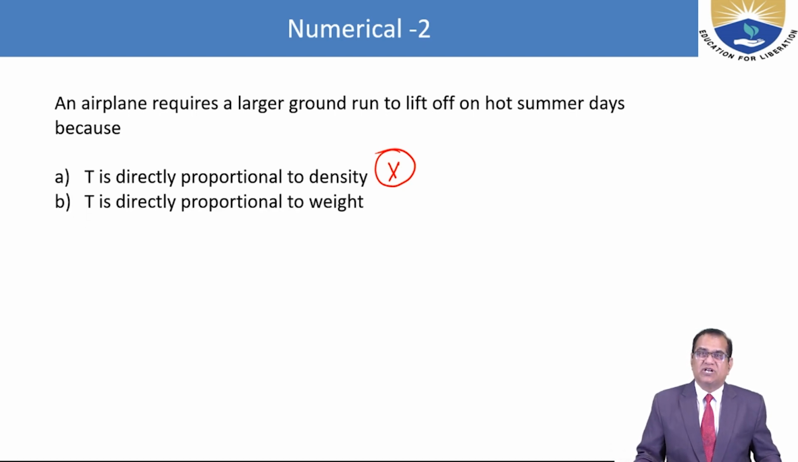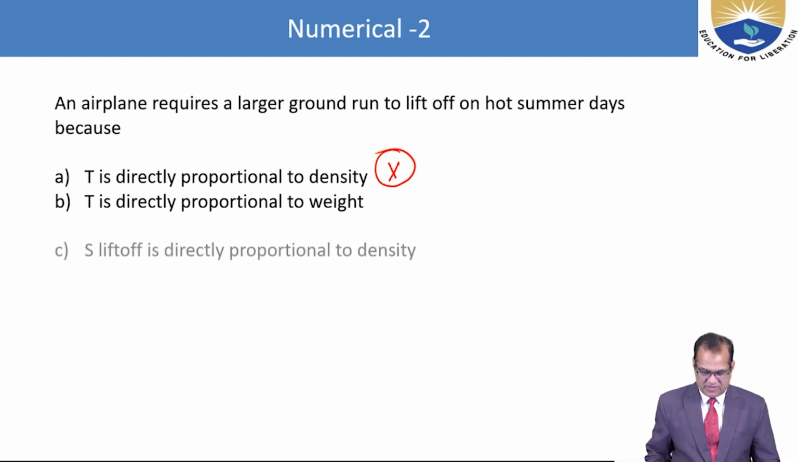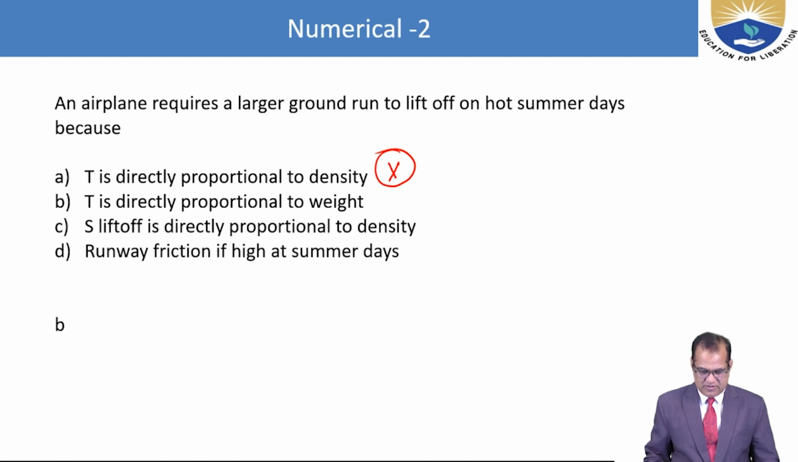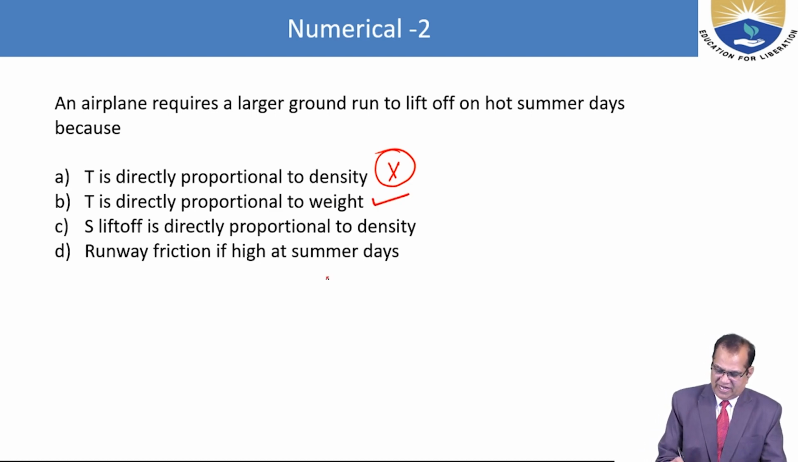T is directly proportional to the weight. So this is the correct answer, because the more weight you have, the more thrust you need. S, lift off is directly proportional to the density. This is also not correct. Runway friction, this is also not correct. So B is the correct answer.